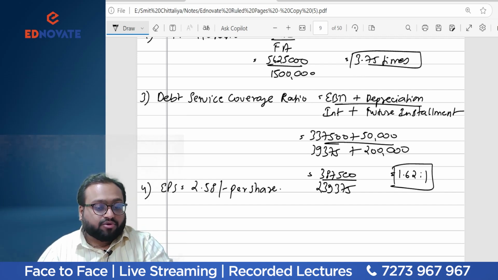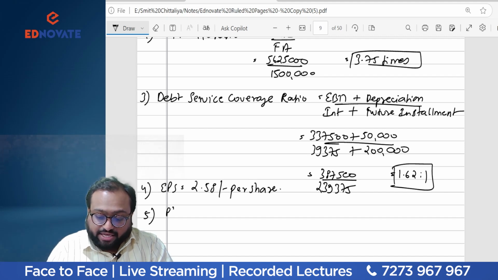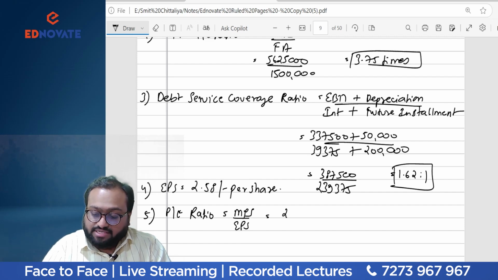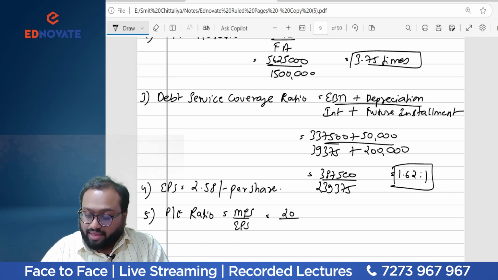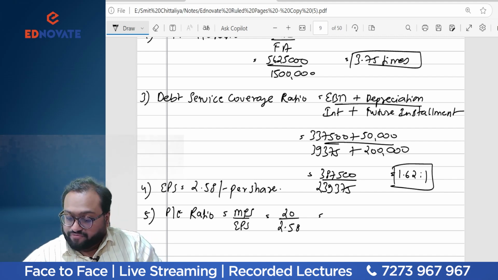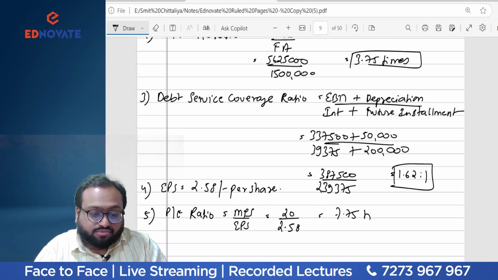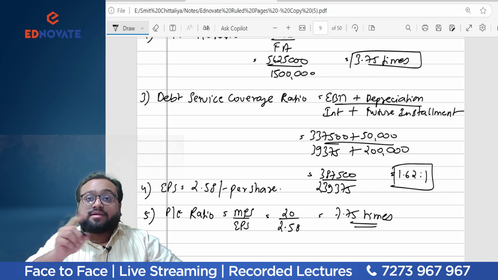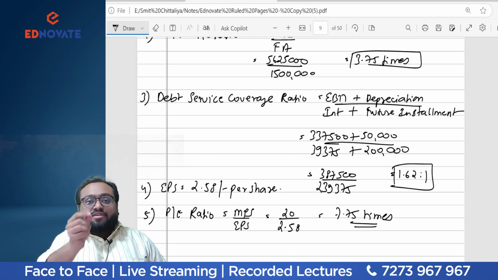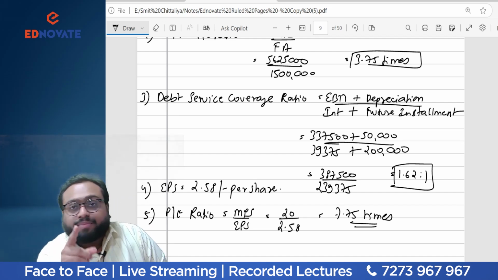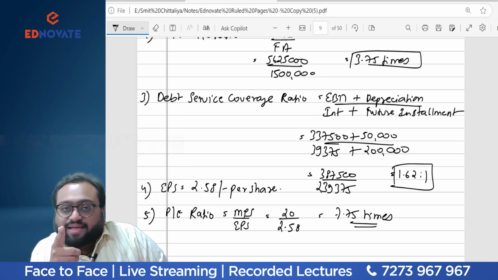And the last thing I need to calculate is my P/E ratio, which everyone knows is MPS upon EPS. Your MPS is 20 per share and EPS 2.58. So your P/E ratio will come 20 divided by 2.58, which will be 7.75 times. And they are getting 7.91 times. So this is the error which is required to be rectified. Do make proper correction to this solution and then go ahead.